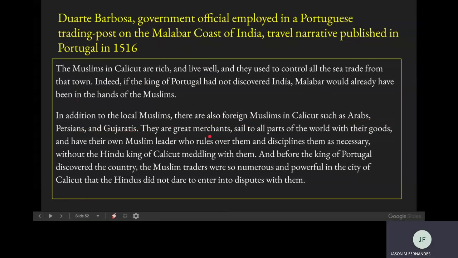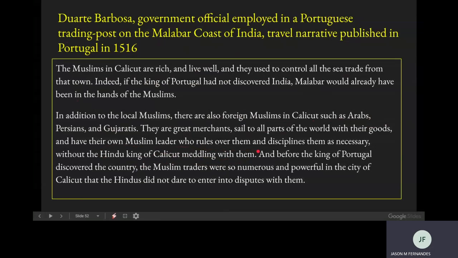He says they're great merchants. They sail to all parts of the world with their goods. And interestingly, he says they have their own Muslim leader in Calicut who rules over them and disciplines them as necessary, right? The Hindu king does not have to do that, right? So they're kind of this autonomous group of people in Calicut who are self-governing, right?